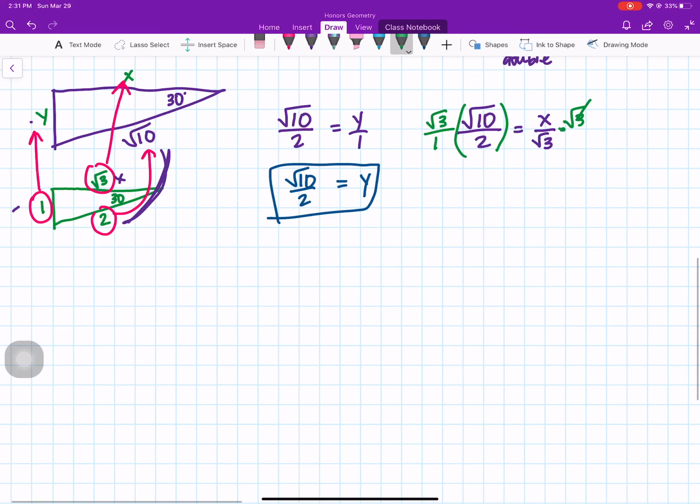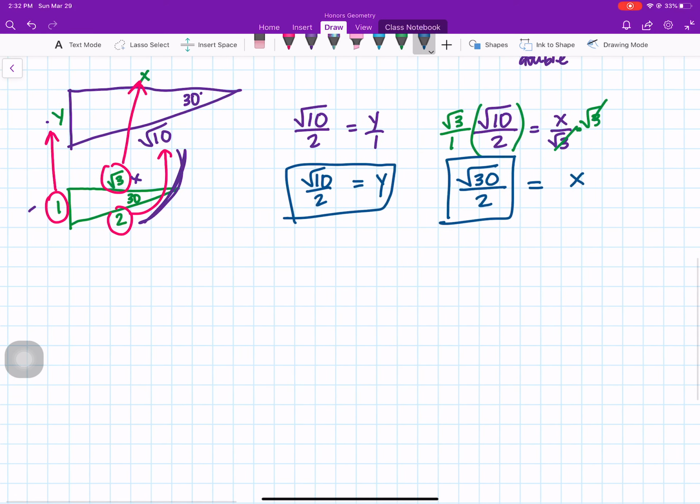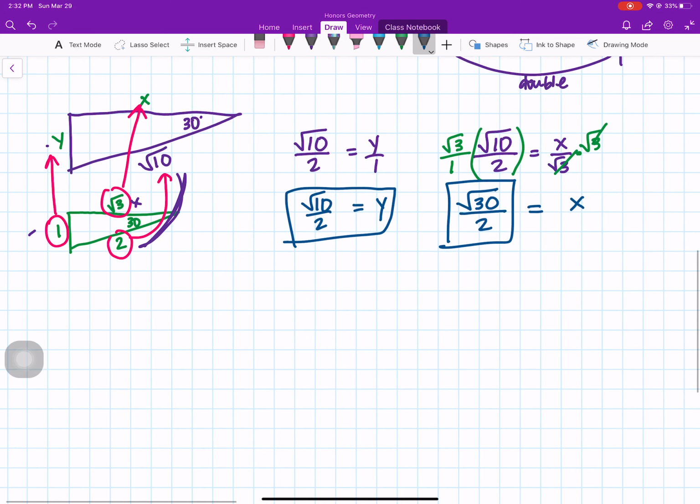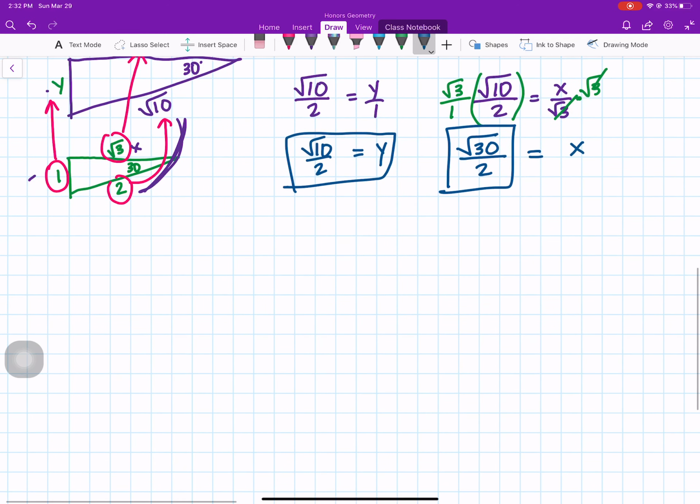So here the root 3 and the root 3 cancel, and you are left with x. And now we have root 30, because when you multiply two roots, you just multiply the numbers on the inside, over 2. And root 30 does not have a perfect square. So that's just your plain old simple boring answer. And even though these answers are both fractions, it's okay, don't worry about it.